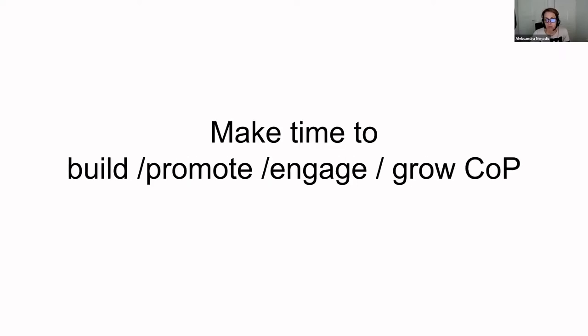The next rule would be to make time to build, promote, engage, and grow your community of practice. So you have to think about your community engagement strategies. And before that, you have to identify what your key groups are in the community, and also who are your most engaged and least engaged members and the ways how you can interact with them. This is also about making sure that everyone is receiving information that matters to them, that core members are being rewarded, and that also less involved members are encouraged to be involved and contribute and participate in community activities.